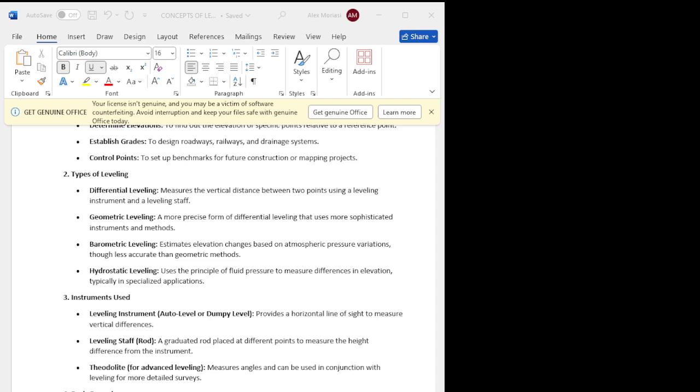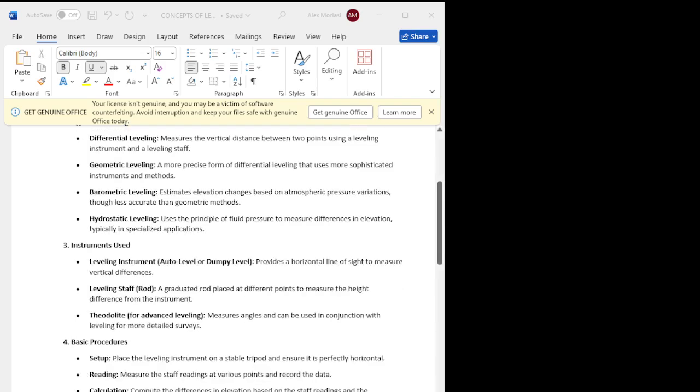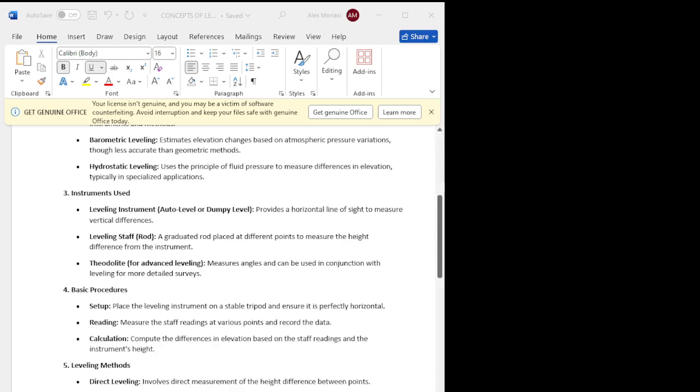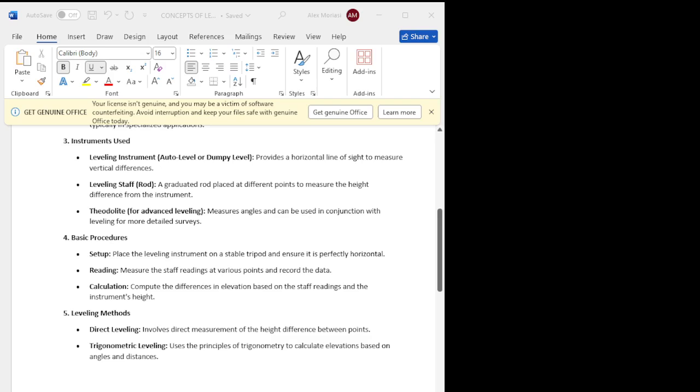I think what you discussed is almost the same as my point. We can do extra research on that at our own times, as well as when we are free. Let's move to point number three, that is instruments used. Here are some instruments. I don't think they are all, but mine are three. These are the instruments used in leveling.